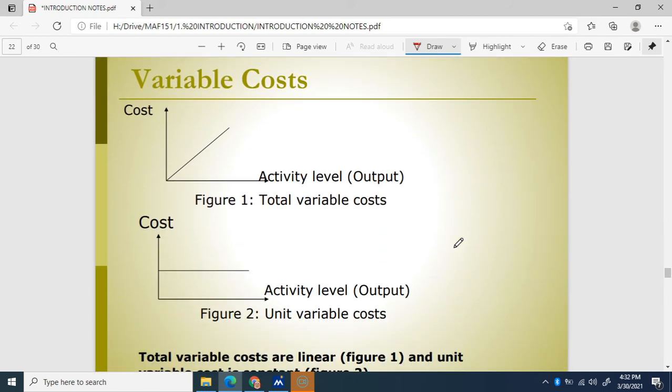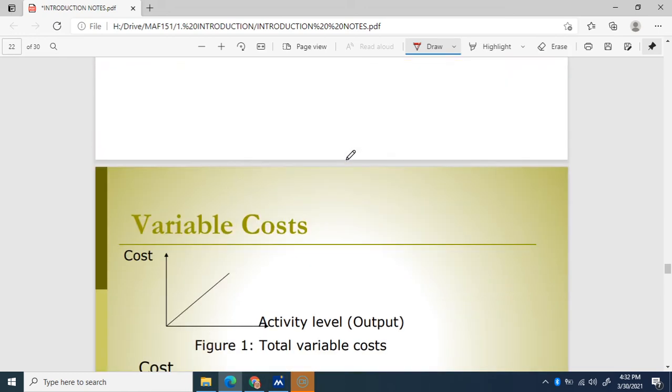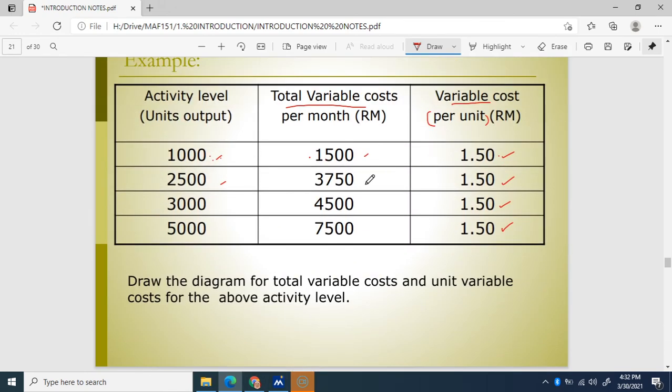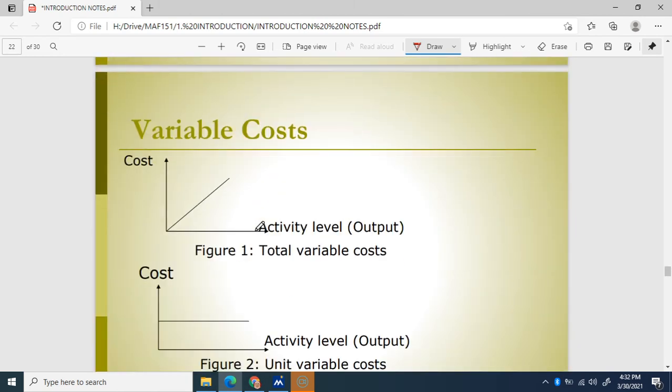So how about the graph? If we refer to the graph, the y-axis as usual is the cost, and the x-axis is the level of activity. The total variable cost keeps increasing when your level of activity keeps increasing. The graph should start from zero, from the origin, because if you do not produce any product, the level of activity is zero, and you do not need any variable cost.